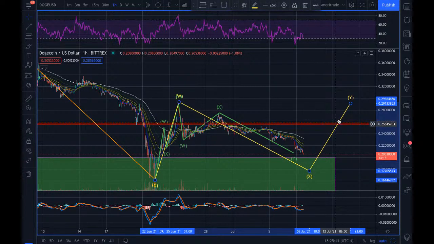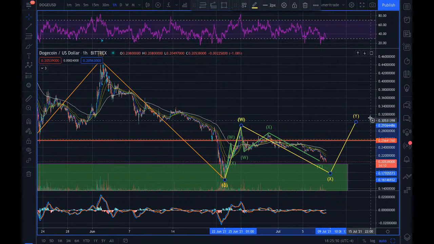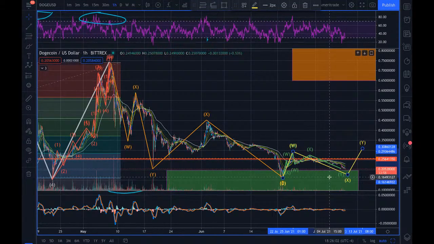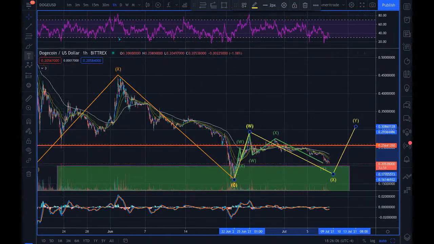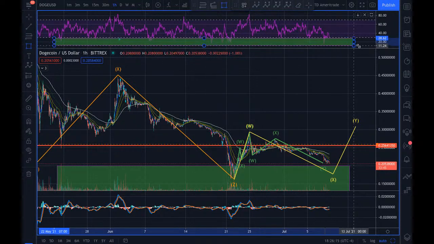But if it drops back into my buy zone, then I'm going to buy, I guess, although I already bought outside the buy zone. That was just my buy zone from way back here. My buy zone is pretty much actually right here on the RSI.